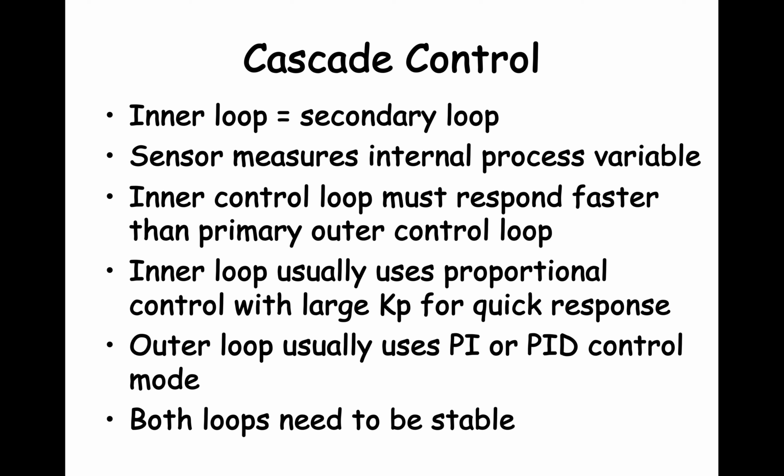For this video, we will focus on adding cascade control. Please remember that when I say cascade control, we really mean feedback plus cascade control. So the block diagram with cascade control will have two loops: the regular primary feedback control loop plus an inner or secondary loop. The inner loop responds faster than the outer loop. The inner loop usually uses proportional control alone with a fairly large Kp value.